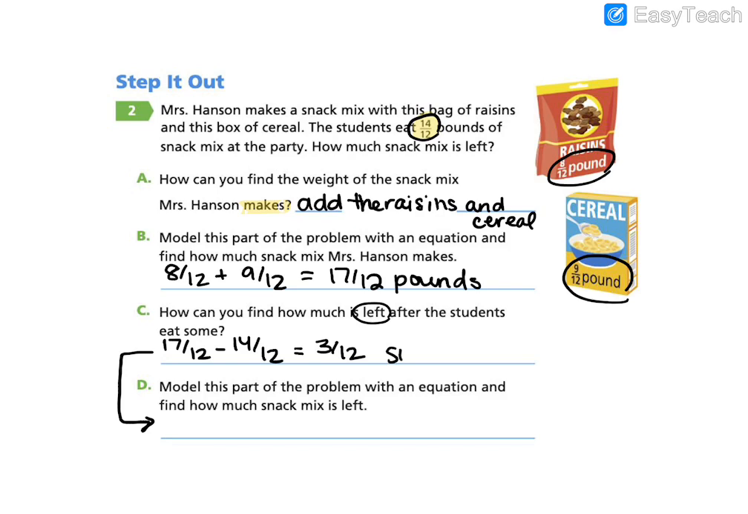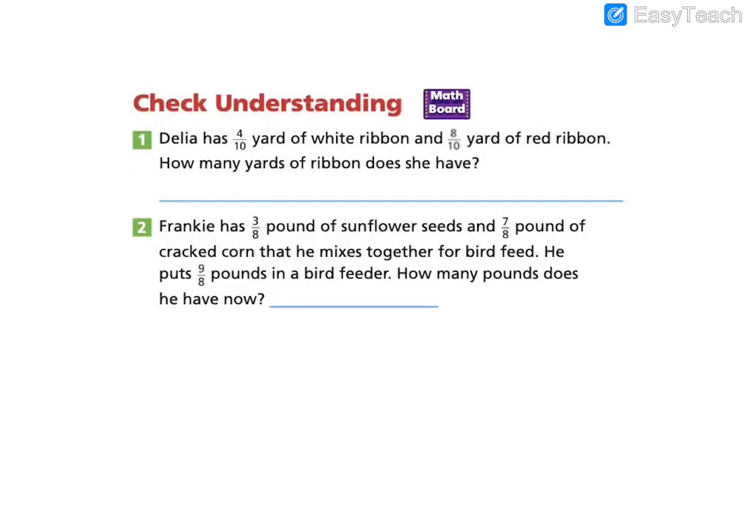So what are we going to do? We're going to subtract. And there's your equation. We already wrote it in letter C. 17/12 minus 14/12 is equal to 3/12. So how much is left? 3/12 of a pound. All right, go ahead and complete the check understanding. Press pause. Press play when you're ready to check your work.